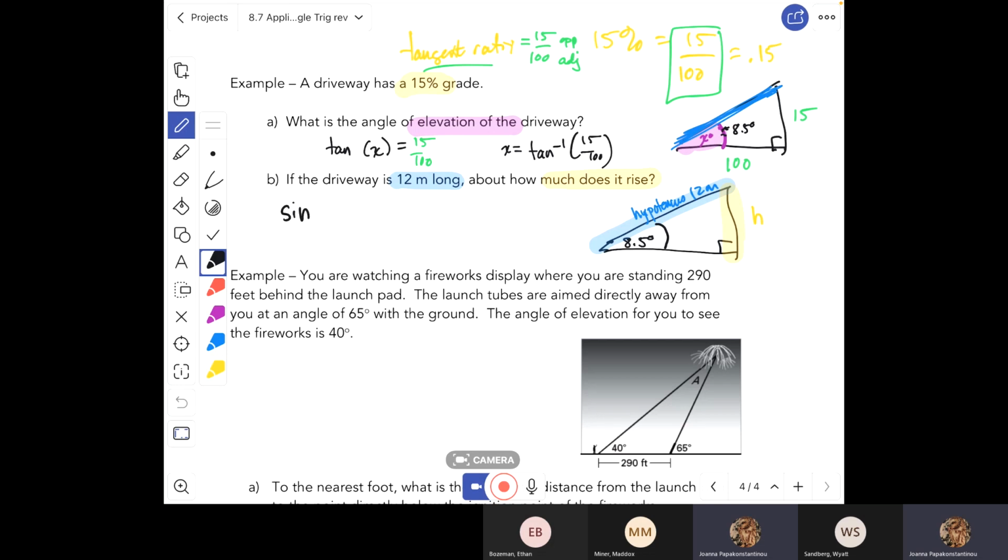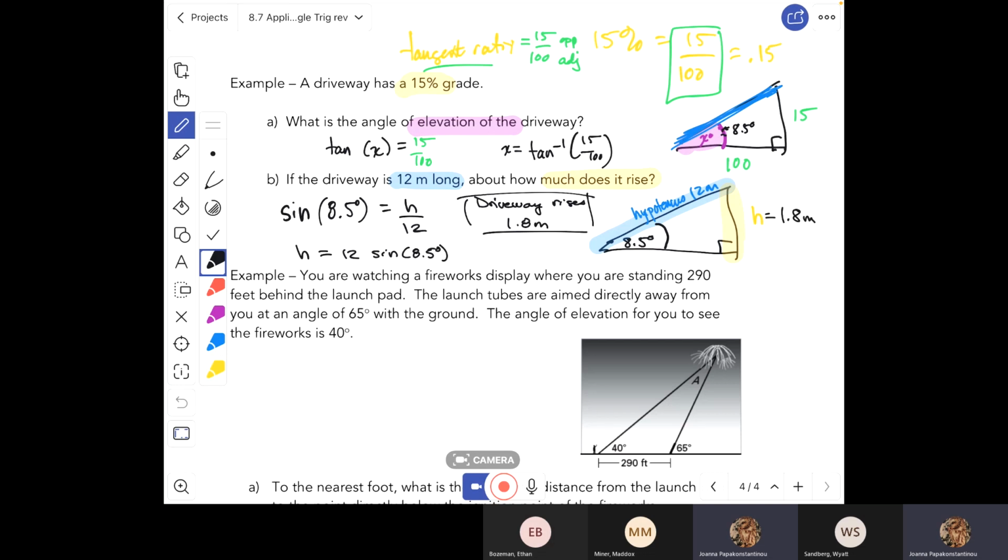Sine, because I have opposite and I have hypotenuse. So the sine of 8.5 degrees equals what ratio? H over 12. So H equals 12 times the sine of 8.5 degrees. So we would say that the driveway rises or has a height of 1.8 meters. Oh, the applications.